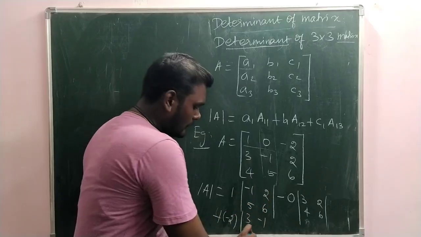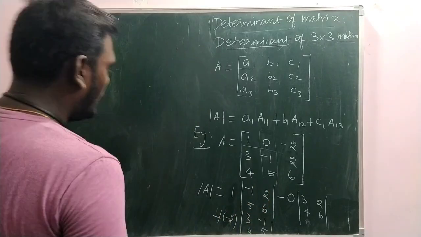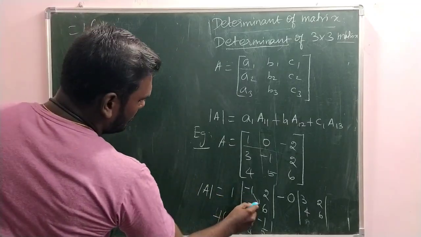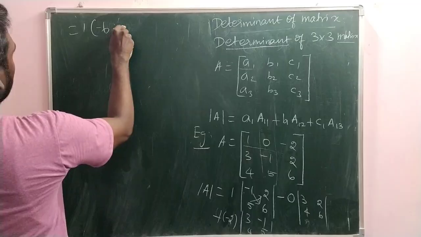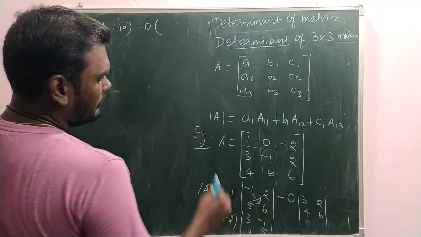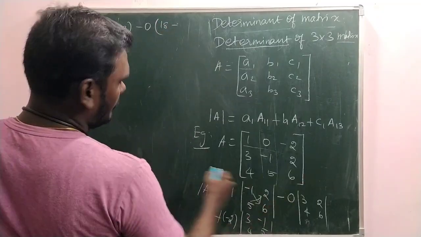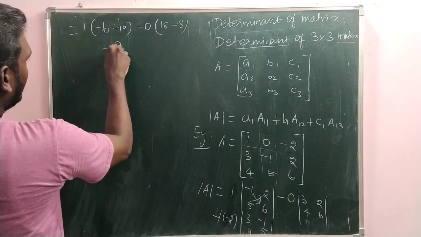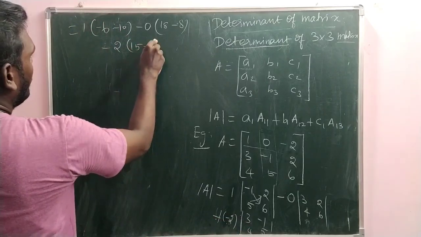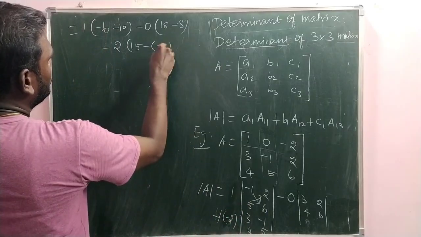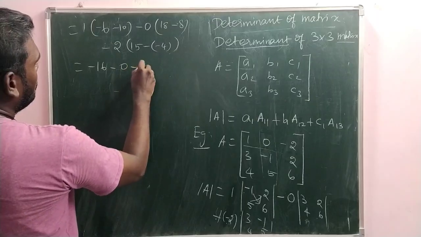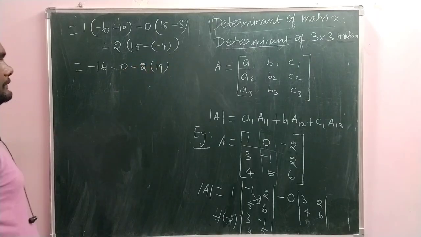Cofactor is positive here, so we'll put simply the minor. Now what is the value? 1 into determinant value: 6 minus 10, minus 0 into, we don't need to multiply as this is the very first question I am working on. So 3 6s are 18 minus 4 2s are 8, and then minus 2 into, because plus into minus is minus, 3 5s are 15 minus 4 1s are 4. Got it? So minus 16, this one will become 0, minus 2 into 19.